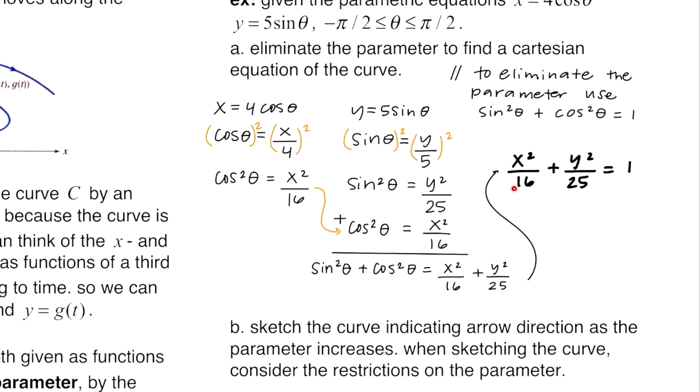So here's our Cartesian equation of the curve, where again, you just have an equation with x and y. And you might recognize this equation from a previous math class of conics, where this is the equation of an ellipse with center 0, 0. And then the ellipse in the x direction goes out 4 in both directions, and then in the y direction from the center, it goes out 5 in both directions.